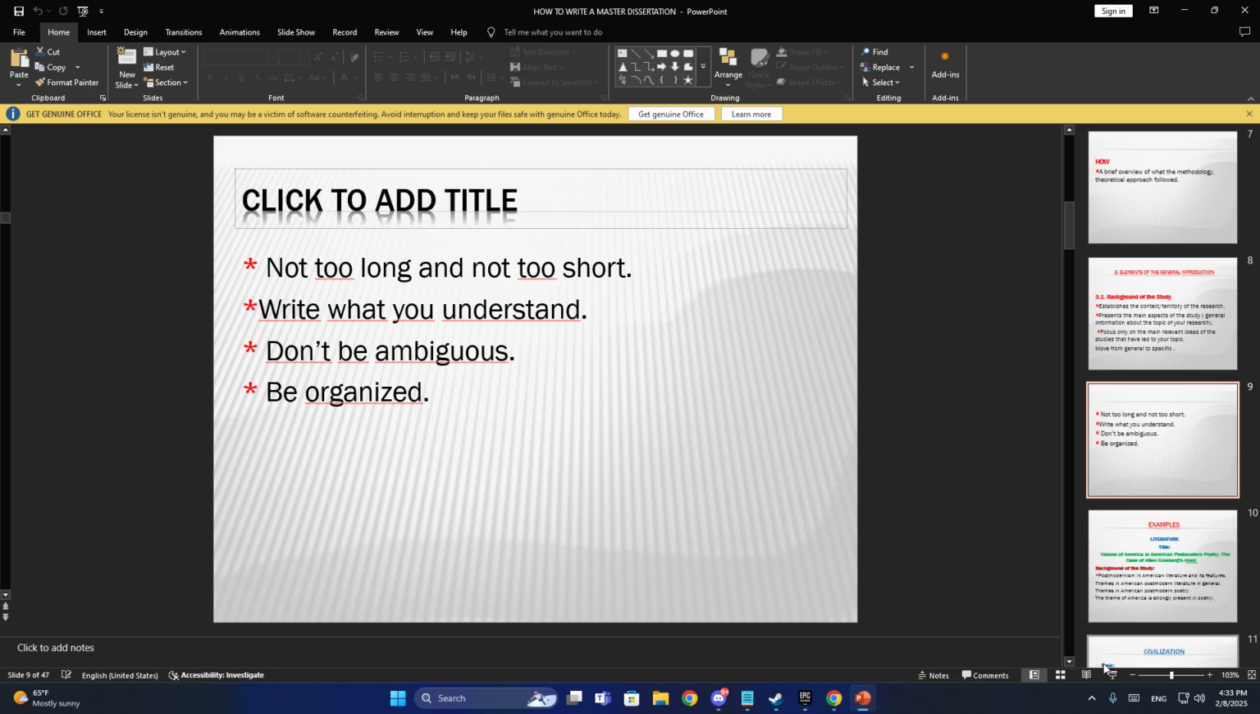research. My background of the study should not be too long, and of course it should not be too short. You should write only what you understand. Don't be ambiguous. It means you have to be clear in your ideas. Since you understand what you are writing, automatically you are not going to be ambiguous, and you will be organized. Here you have to move from the most important ideas to the least important ideas. Move logically.